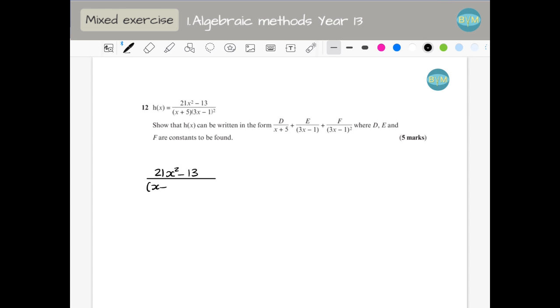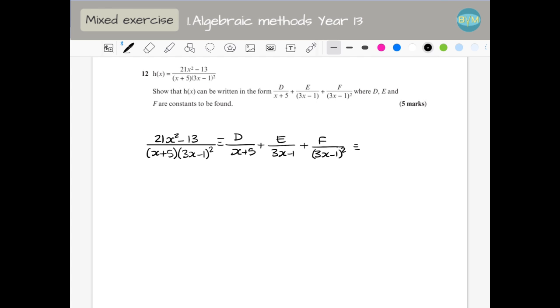We have x plus 5, 3x minus 1 squared is going to be equal to d over x plus 5, plus e over 3x minus 1, plus f over 3x minus 1 squared. And we are going to work with the expression until we have one fraction. So this is the common denominator.